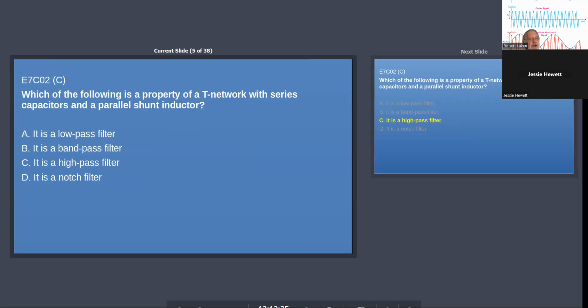So which of the following is a property of a T network with a series capacitor and parallel shunt inductor? It's a high pass filter. Okay.